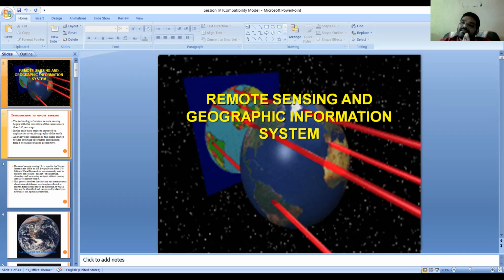So far we have discussed what is remote sensing, and also the basic components of remote sensing. We also discussed what is electromagnetic radiation and what is the electromagnetic spectrum, and how the EMR interacts with the atmosphere. We just started the different types of atmospheric interactions of electromagnetic radiation in the previous class.